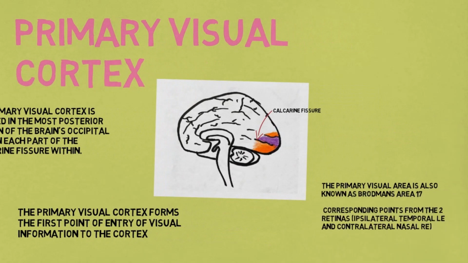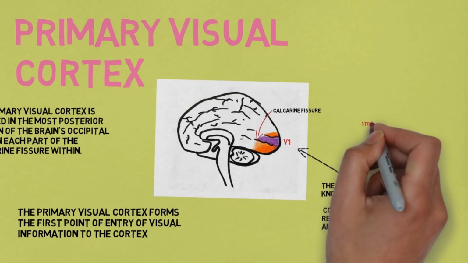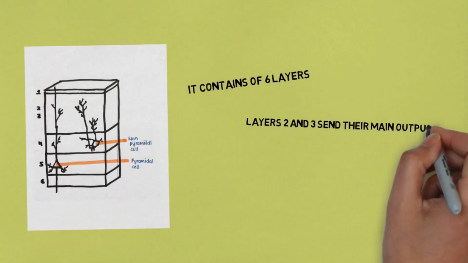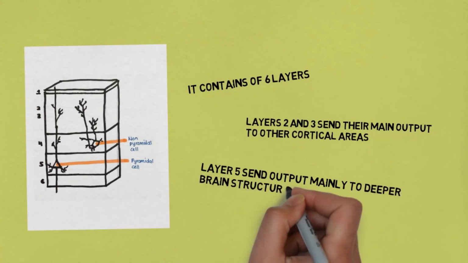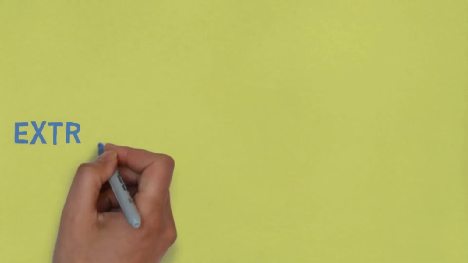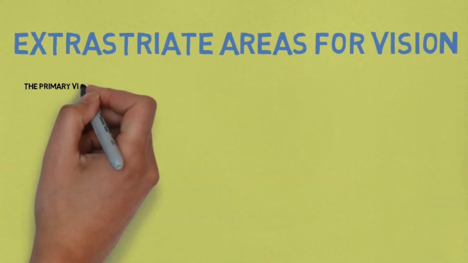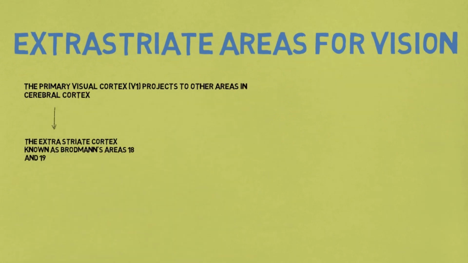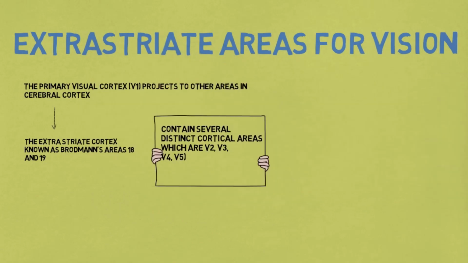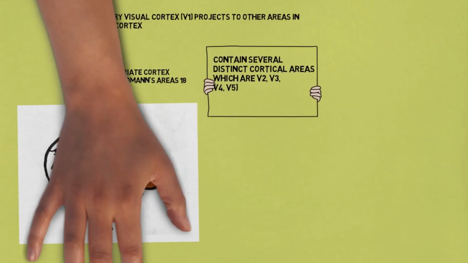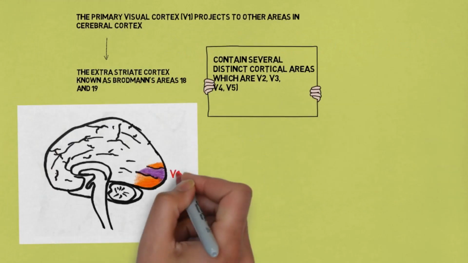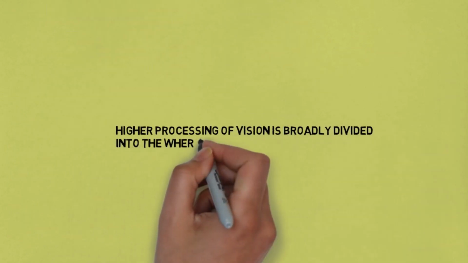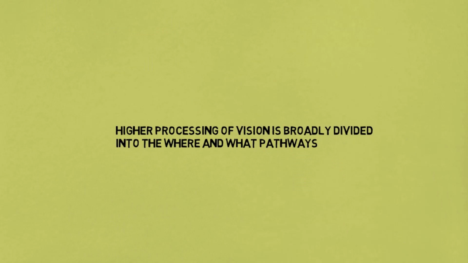The Brodmann Area 17 is striate cortex and visual area 1, V1. Layers 2 and 3 send their main output to the cortical areas, while layer 5 sends output mainly to deeper brain structures. The extrastriate cortex is a higher visual association area that provides further interpretation. The higher processing of vision is broadly divided into the what and where pathways.